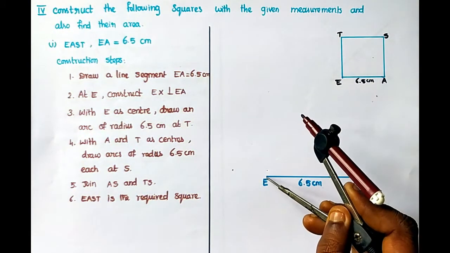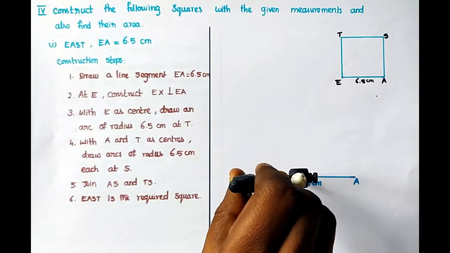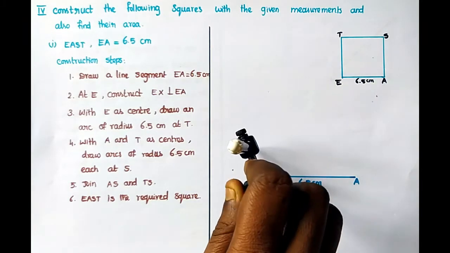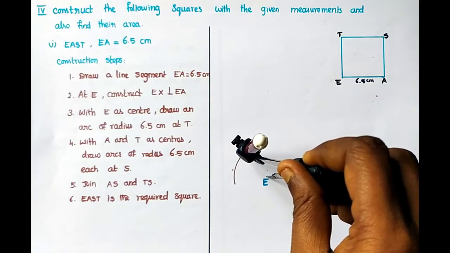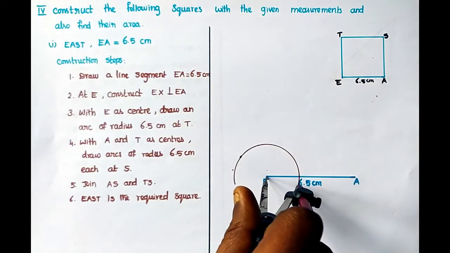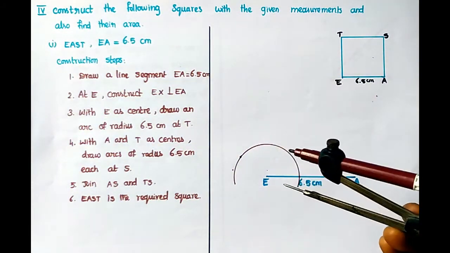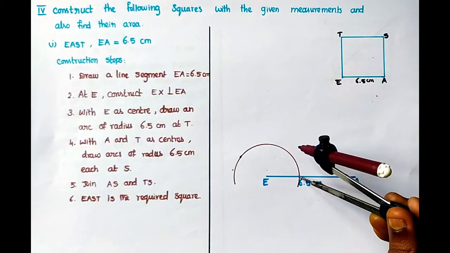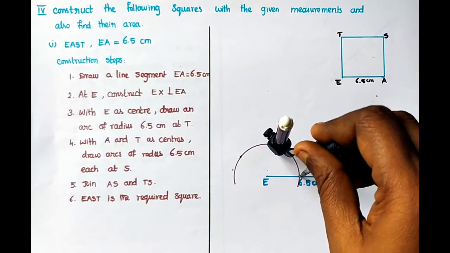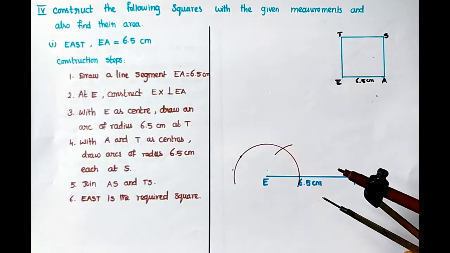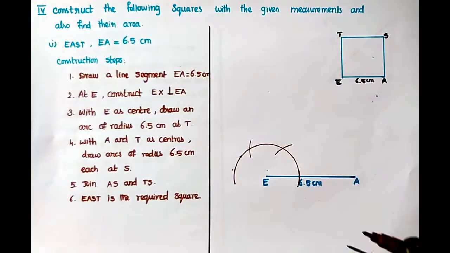So with E as center, take the measurement below half and draw a semicircle. Semicircle means half circle, that is okay. So semicircle, and then take the same measurement, with the arc as center, draw the arc. Draw an arc. With the arc as center, draw another arc on the semicircle.